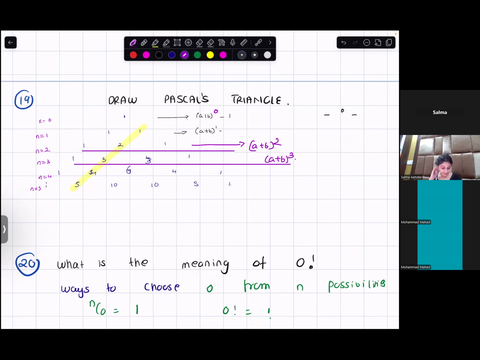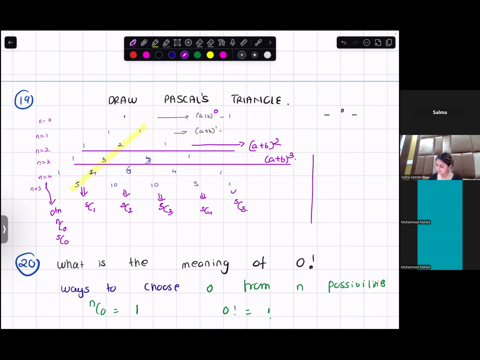Come on, this term is which term? It is the zeroth term, NC0. So it's 5C0. This one is the first term, 5C1, this one is 5C2, this one is 5C3, 5C4, and 5C5. Can you give me the rules again?